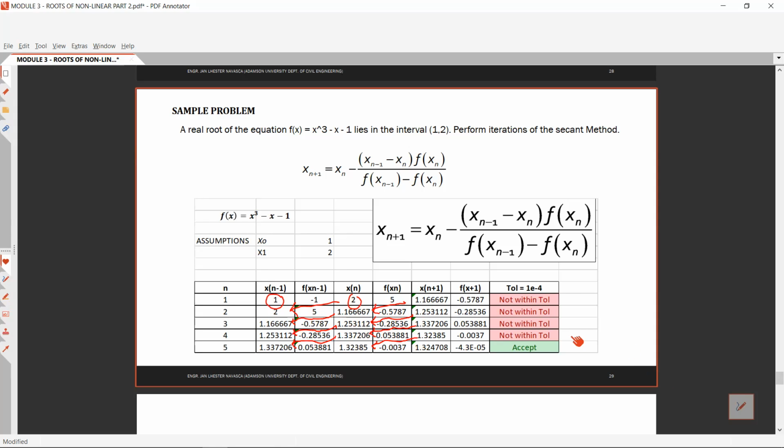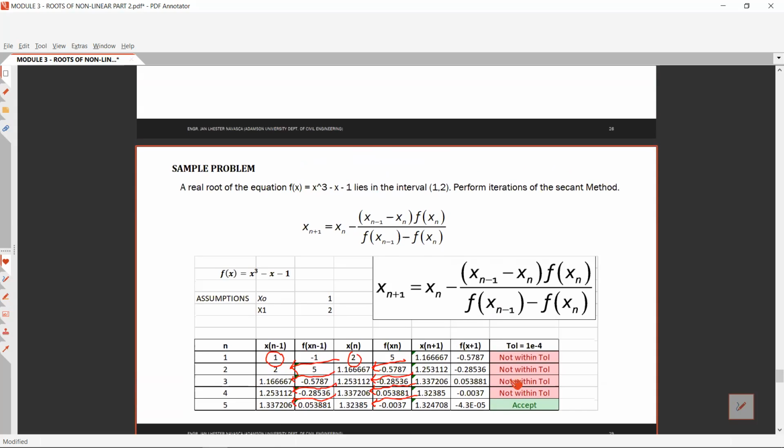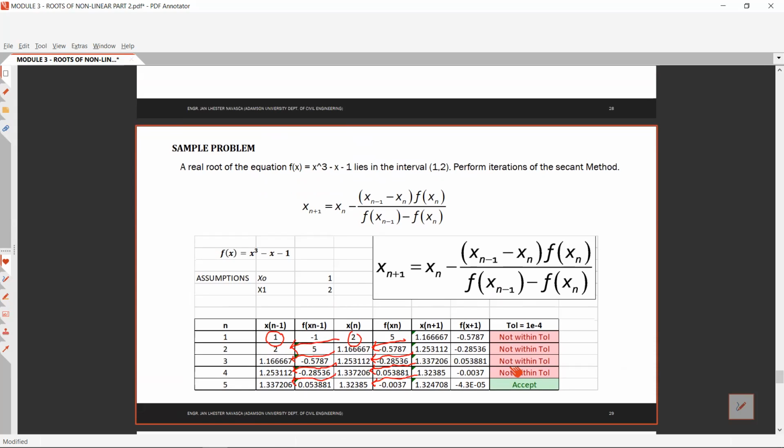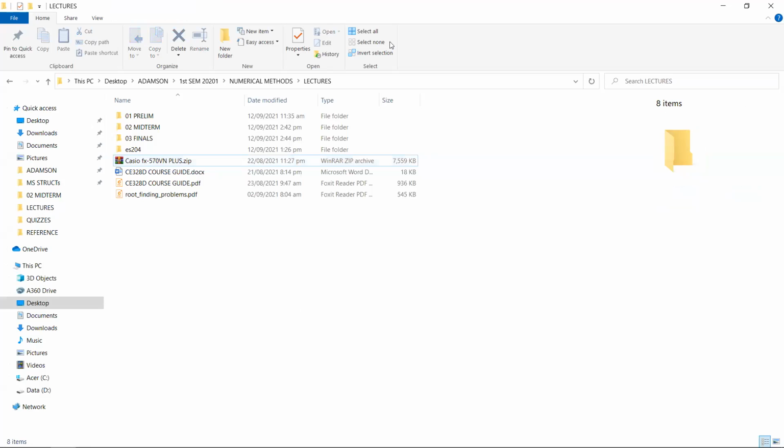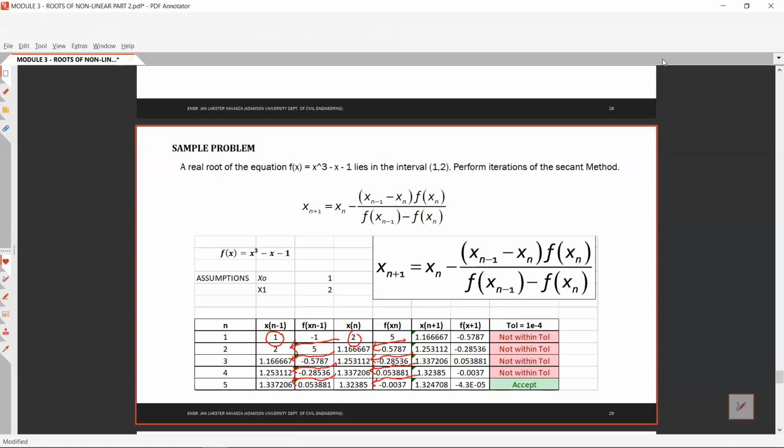Okay. So, if you want, pwede natin gawan sa, tawag dito sa Excel. Okay? Can you open your Excel? Okay. I can share you since we have time. Okay. Since we have time, I can show you how to create your own table in your Excel. Okay.